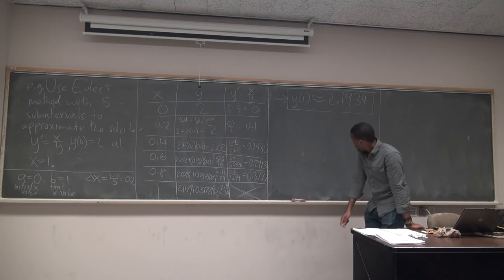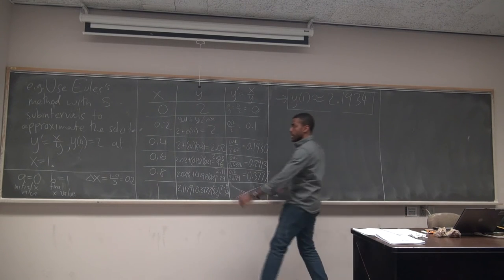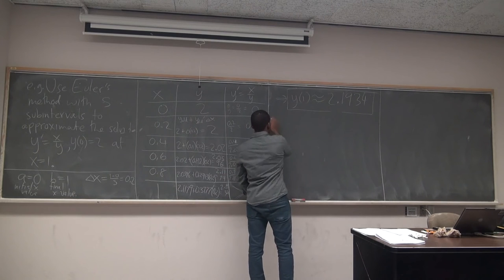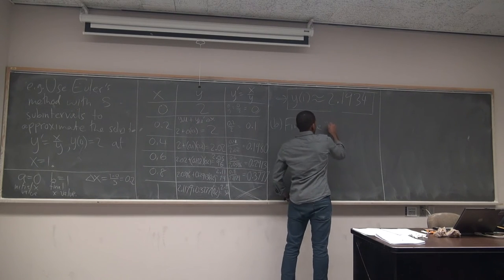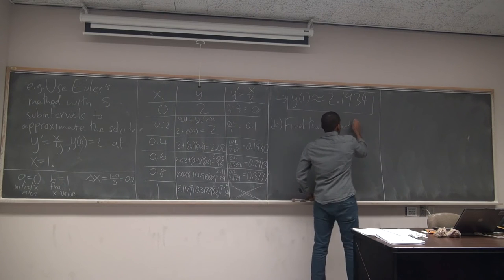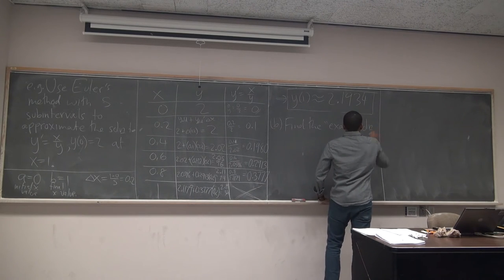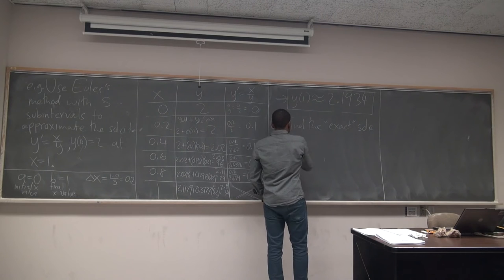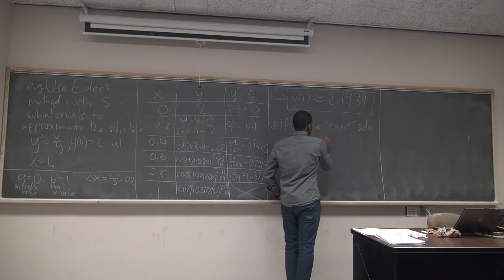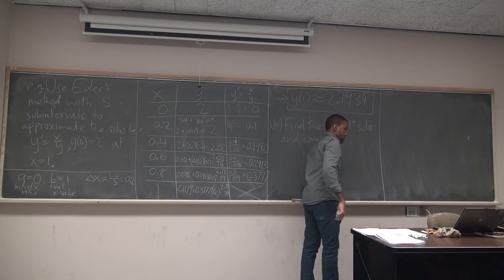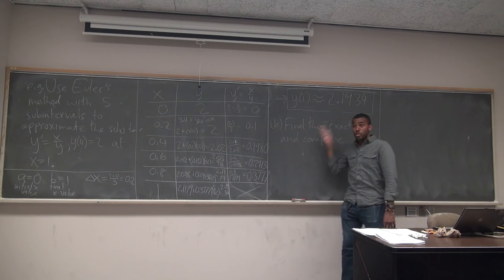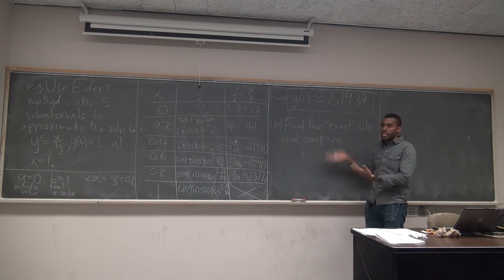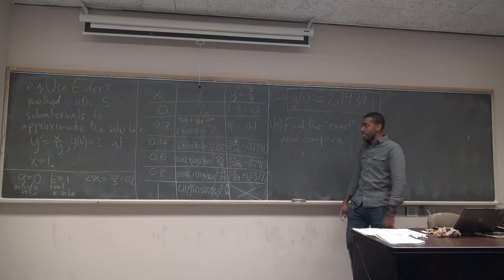That's Euler's method. Oh, I do actually want to define the exact solution. So let's actually do that and see how close this is. Part B: find the exact solution and compare. It's very typical to ask something like that in a final. Do Euler's method, now tell me what the actual answer is so you can know how good it is to take however many steps we actually take.